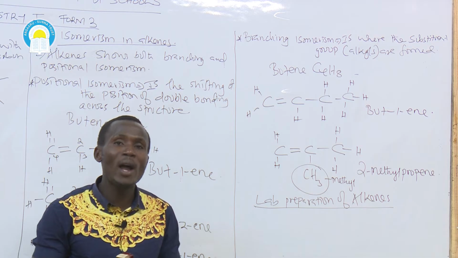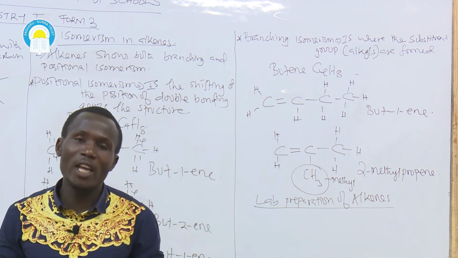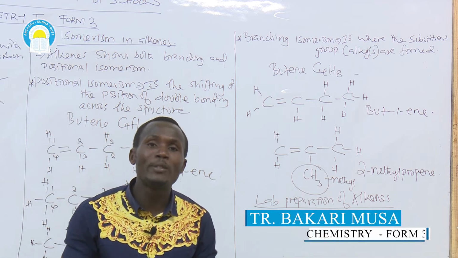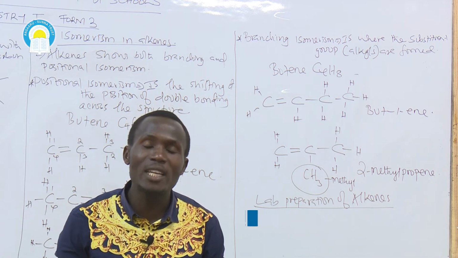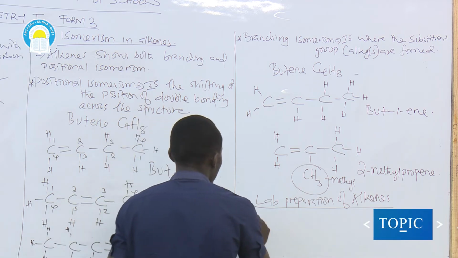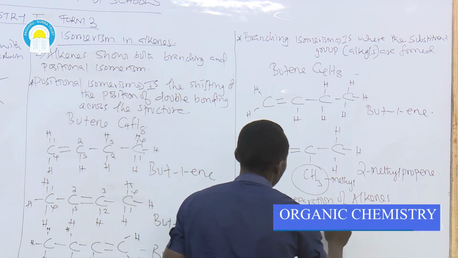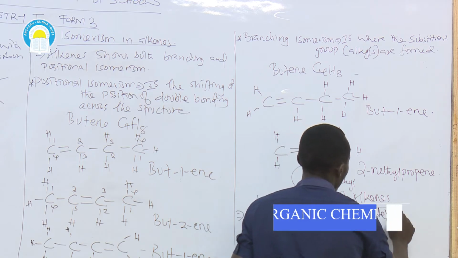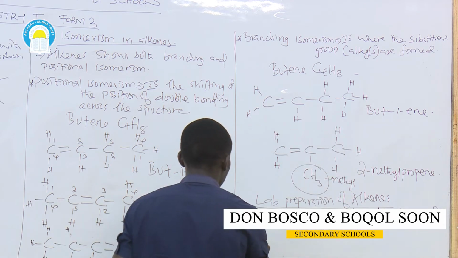At a temperature below 160, maybe 140, we have partial dehydration. Therefore, instead of formation of alkenes, we obtain alkanals, which means there is going to be incomplete dehydration. Therefore, we say that alkenes are prepared by dehydration of alkanols.